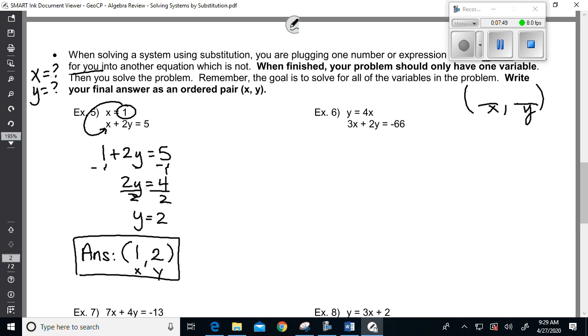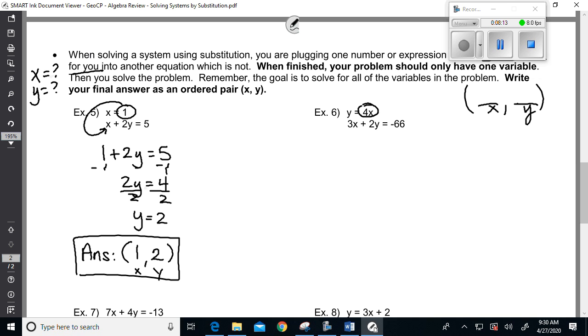X comes before y. And that takes care of that. Example 6. Y equals 4x, and 3x plus 2y equals negative 66. So same principle, except instead of it being a number, it's a variable.